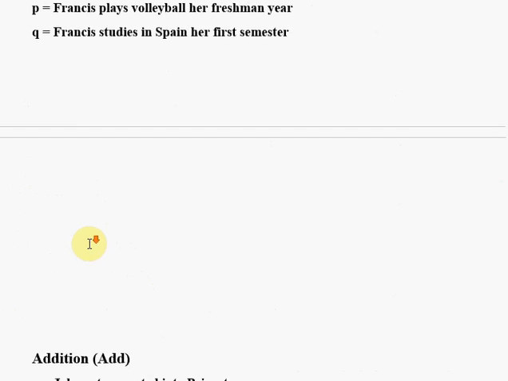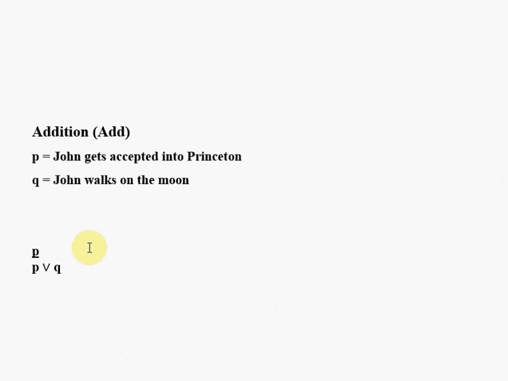Okay, so that's simplification. Next we have addition, and our last rule here is addition. So suppose that we have John gets accepted into Princeton, and that is represented by P. And suppose that we have John walks on the moon, and that's represented by Q. What addition basically says is that if P is true, which again, remember, we're assuming it to be true, it's a premise, it's above the line there, then you could add anything to it with the disjunction. So that's why we have the or operator there. We could add anything to it, as long as that P is true, the whole thing is true.